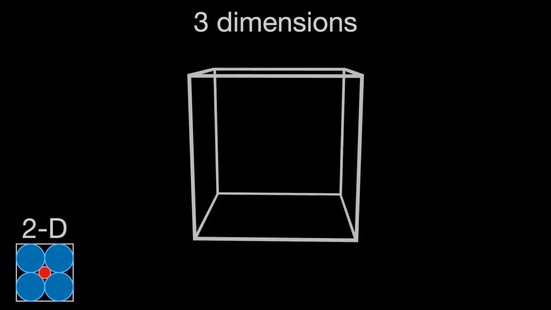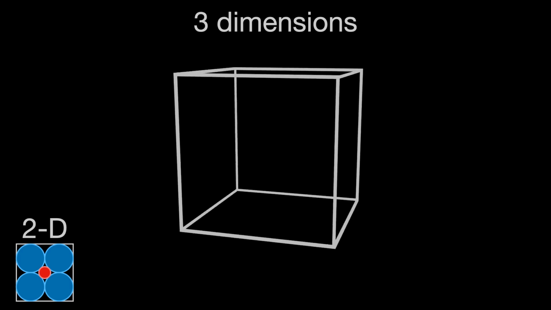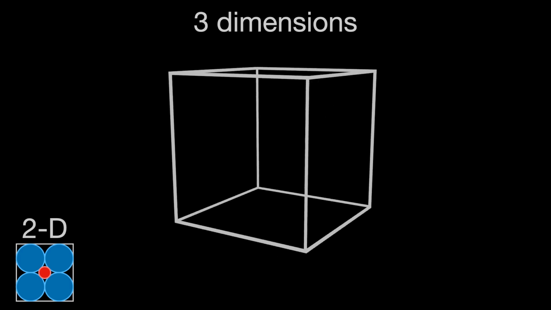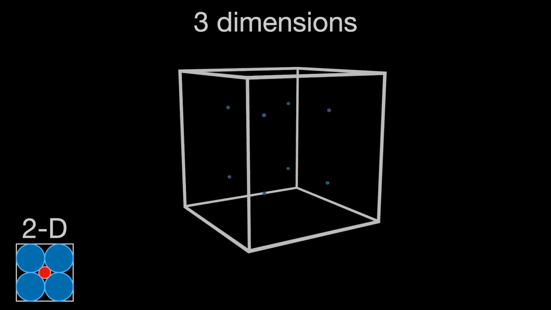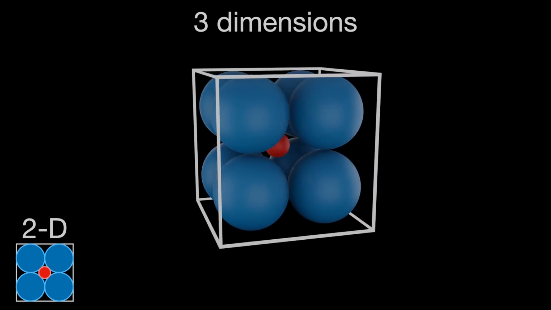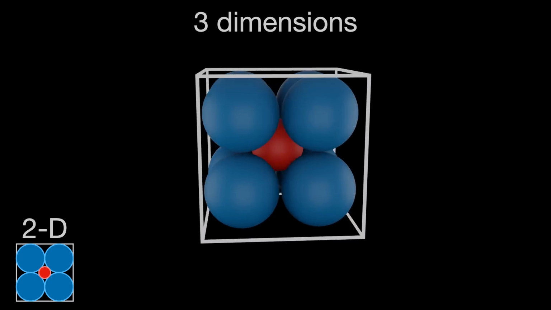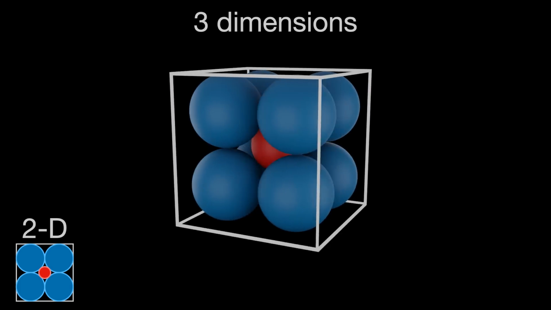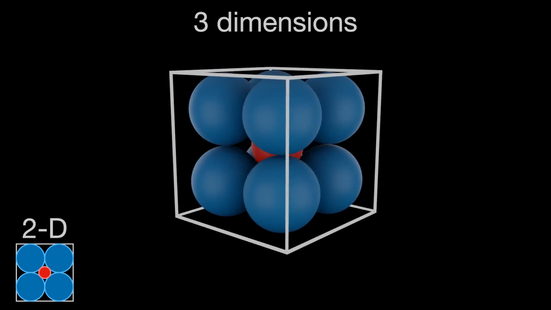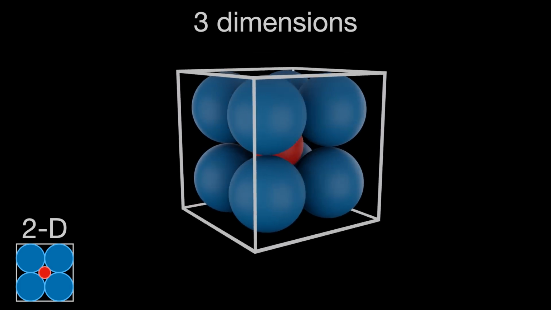Let's look at the situation in 3 dimensions. We create a cube with side length 1. Inside the cube, we put 8 blue spheres with diameter 1/2, 1 towards each corner. In the empty space in the center, we put an inner sphere that touches the blue spheres. How big is the inner sphere in this 3D case compared to the 2D case?